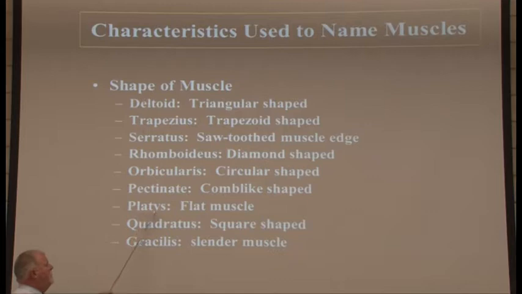Platy is just a word for flat. So we're going to see that incorporated in a muscle in the neck that we did yesterday, the platysma. And then quadratus would be square or four-sided. And then gracilis is a word that refers to slender, a very slender muscle.